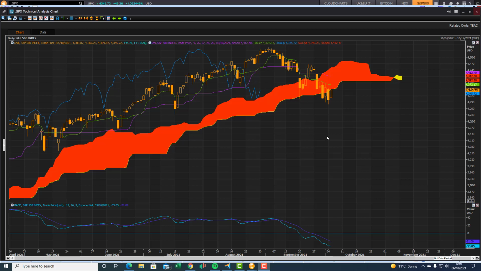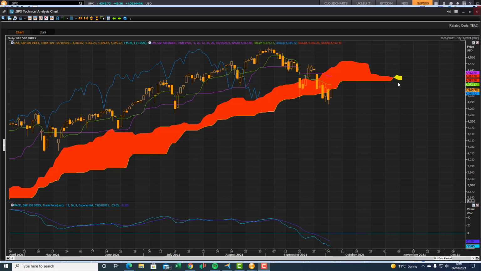Market's in a spot of trouble now because we closed below the cloud again, so that reconfirms the bearish outlook. Any price action below the cloud is bearish, and any price action above the cloud is bullish. So the market's now currently in a bear market, according to Ichimoku cloud chart analysis.